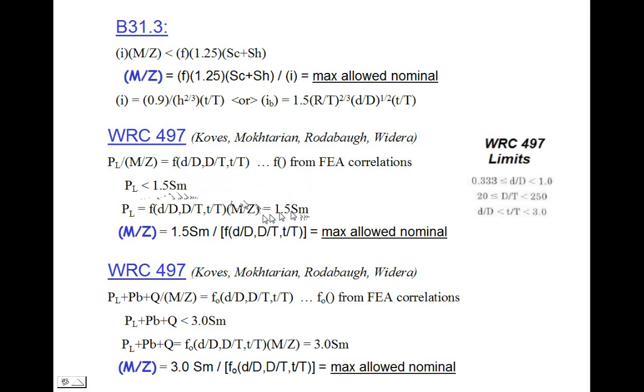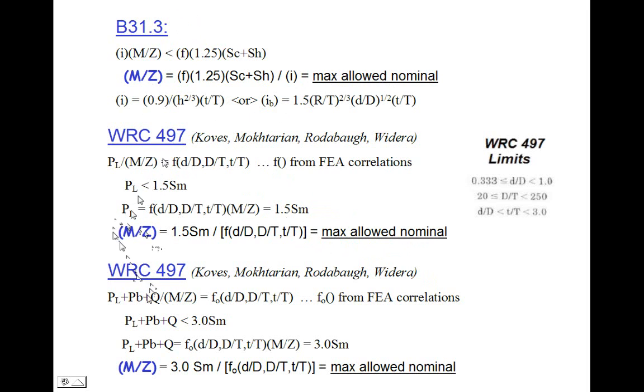So M over Z can be taken as 1.5 SM divided by the function given to me in 497, which is the ratio of PL over M over Z. So that will give me the maximum allowed nominal stress that satisfies this requirement. And I want to compare this one to this one for nominal stresses.